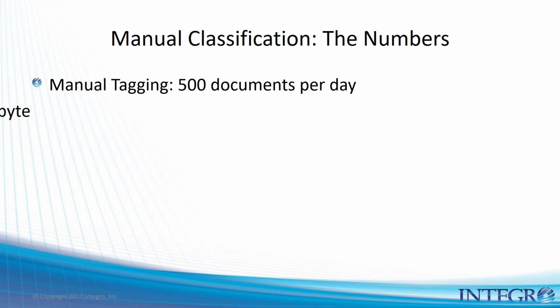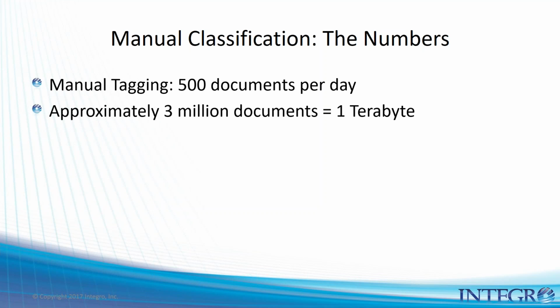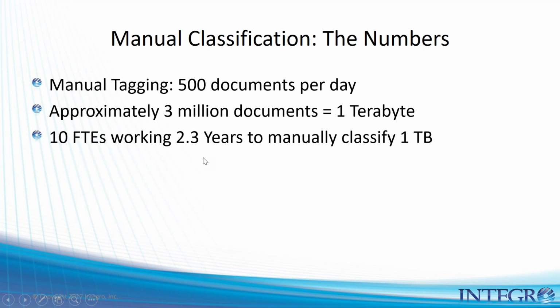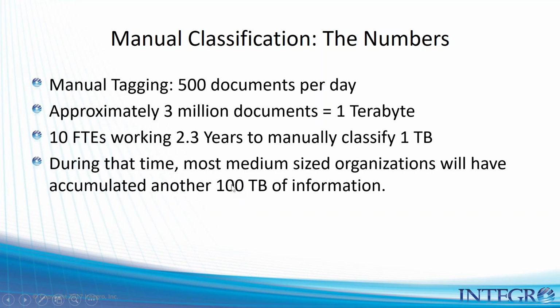And in our work, we've also estimated that it takes about 3 million standard size office documents to make up 1 terabyte of information. So if you do the math on that, it's going to take 10 full-time employees over 2 years to manually classify just a single terabyte of information. And during the time it took them to classify that content, most medium-sized organizations will have accumulated another 100 terabytes of information. So you can see the impossibility of asking a team of humans to do this data cleanup work for us.